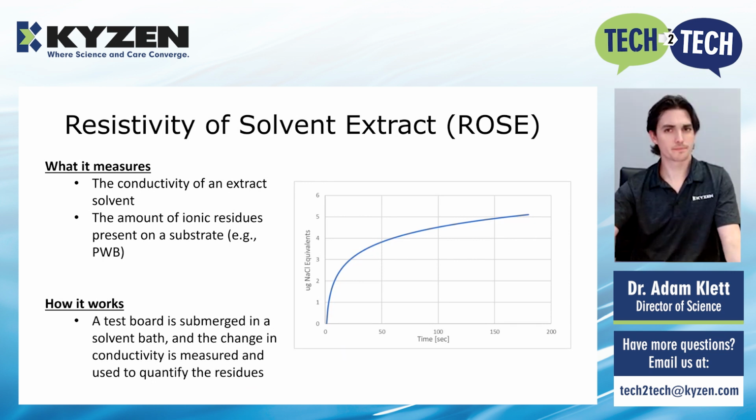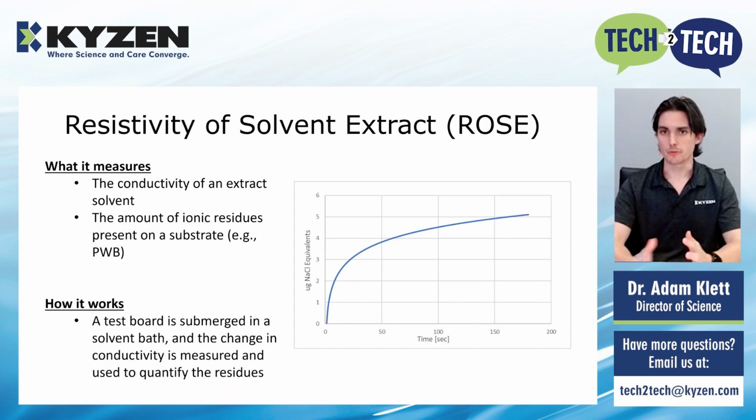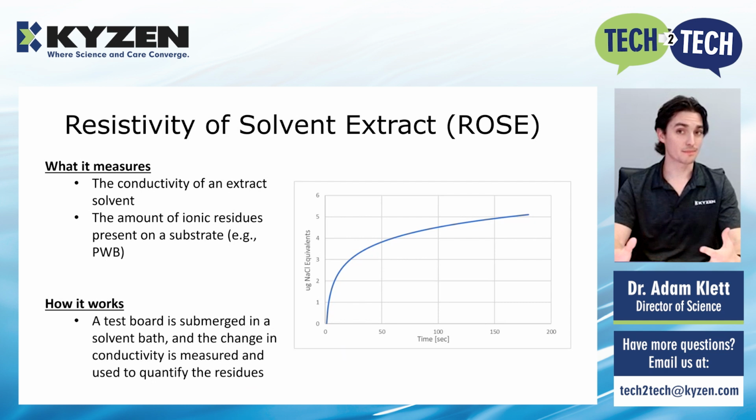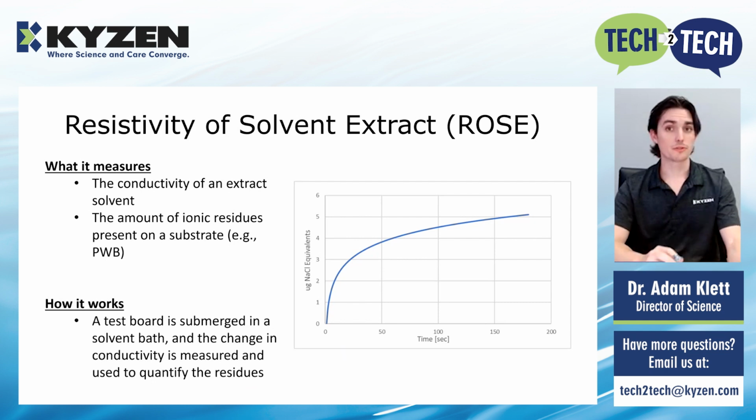So how does it work? Well, it's a pretty simple measurement that involves submerging a sample into a solvent bath and then measuring the change in conductivity. As more residues dissolve into the solvent, the higher the measured conductivity will be, as seen in your figure on the right.